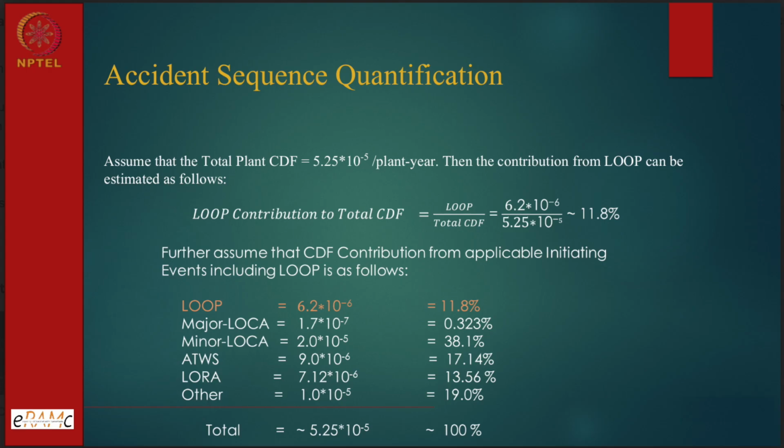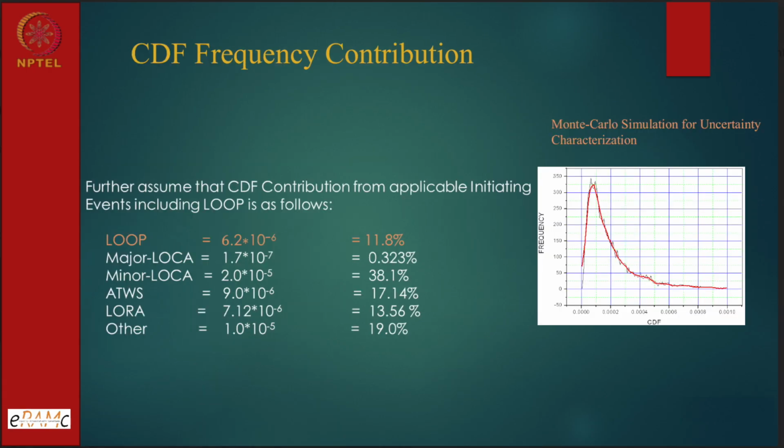And further, now if we look at this LOOP figure 6.2, now major LOCA is here. This figure we have taken from the reference studies. So LOOP is the only new thing in the list, and now we see that the total contribution is 5.25 × 10^-5, which is nothing but the original figure, and that's how we have these estimates on this slide.